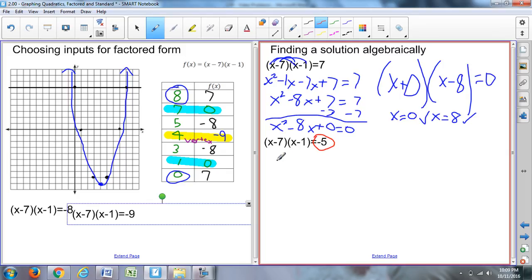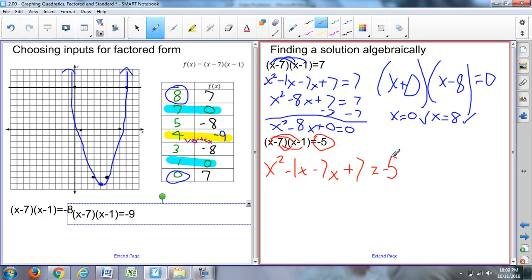So x times x, I get x squared. x times negative 1, I get minus 1x. Negative 7 times x, I get minus 7x. And negative 7 times negative 1, so I get plus 7. And this is the same thing we already got before, equals negative 5.